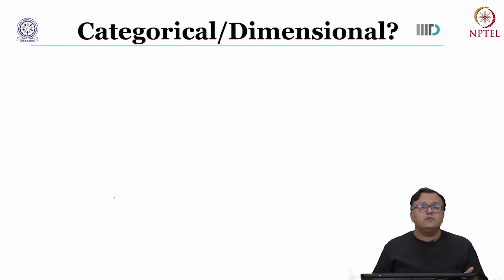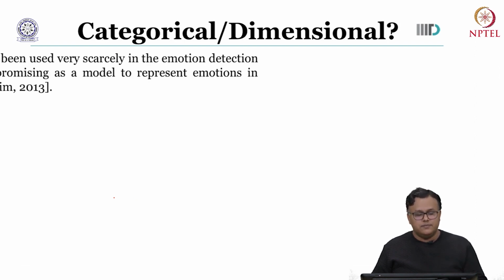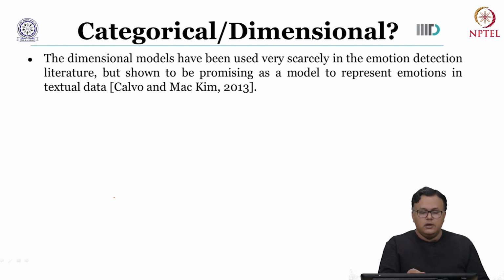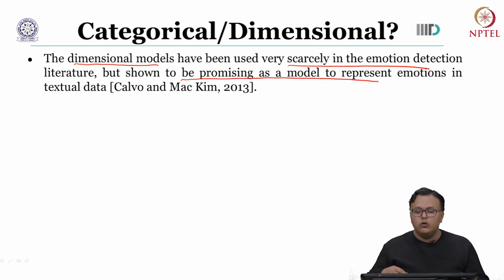Now, the question of course comes, friends, when you're looking at text and you want to go for fine-grained emotion representation: either we go for categorical classes or we look at the continuous emotion representation through the dimensions. Now, the dimensional model has been very little used in emotion detection literature, but in recent works it has shown to be more promising in the case of text data.